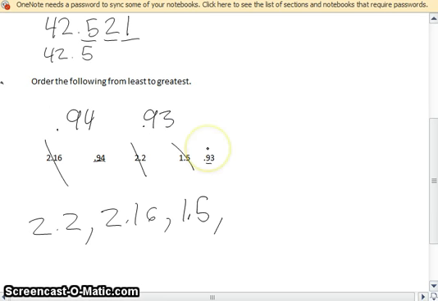Since the 9s are both the same in the tenths place, we have to go to the hundredths place. In this case, 4 is the greater hundredths place, so 0.94 would be greater than 0.93. So therefore, 93 hundredths is the least. And that is how you order and round decimals.